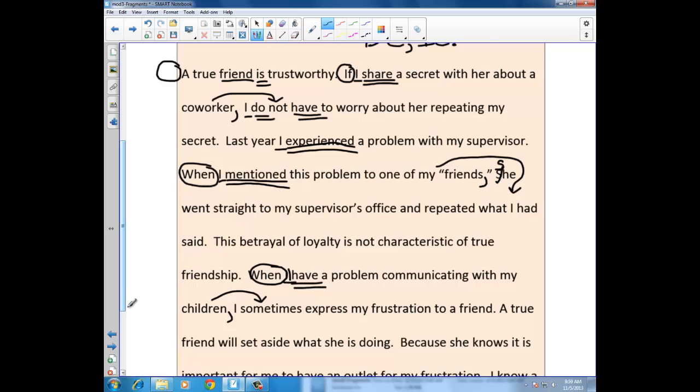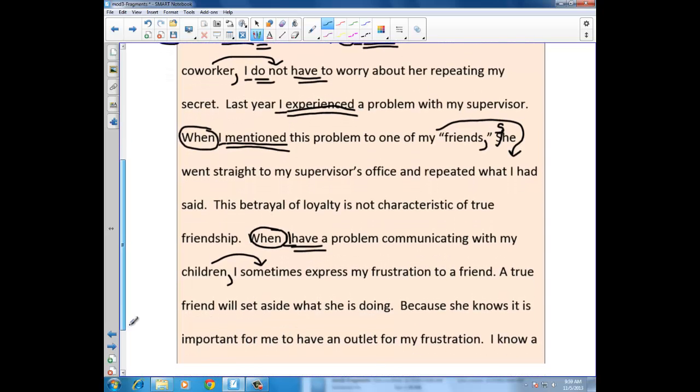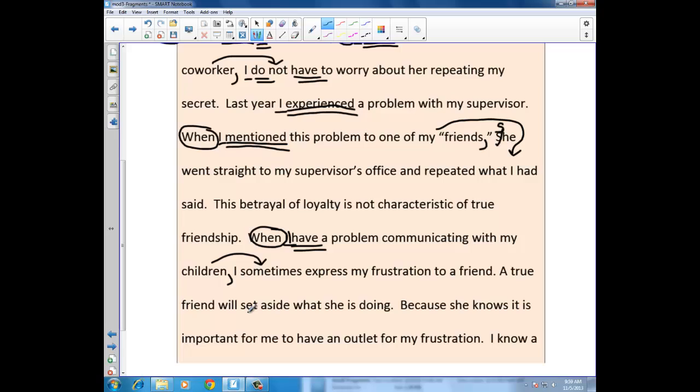A true friend will set aside what she is doing. You read that aloud. You say, is there a verb? Yes. Set. And another verb over here is doing. Is there a subject? By the way, that verb is will set. And is doing is the verb over here. The subject for will set aside is friend. The subject for is doing is she.